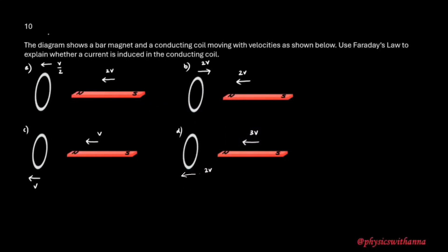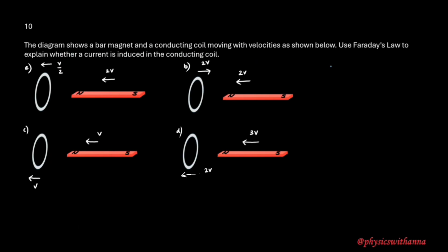Question 10. The diagram shows a bar magnet and a conducting coil moving with velocities as shown below. Use Faraday's law to explain whether a current is induced in the conducting coil. So here you have four different cases where the coil and the magnet are moving with certain velocities, and we have to discuss in each of these cases whether there will be an induced current or not.